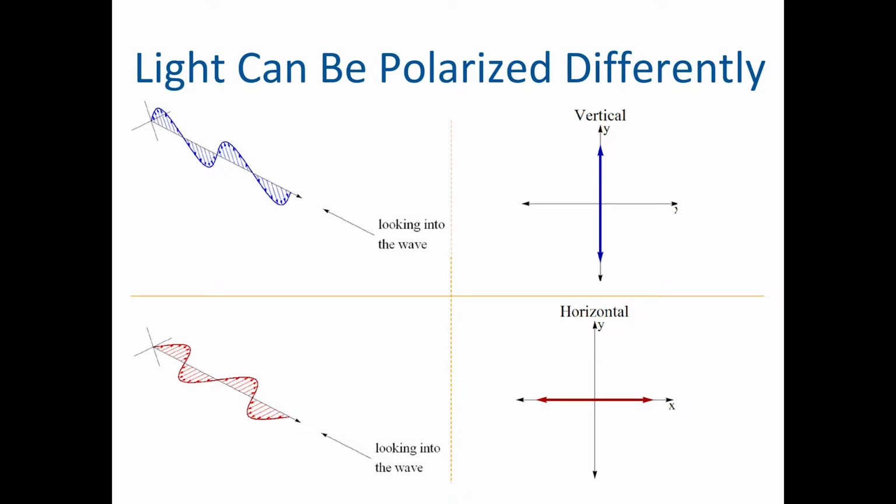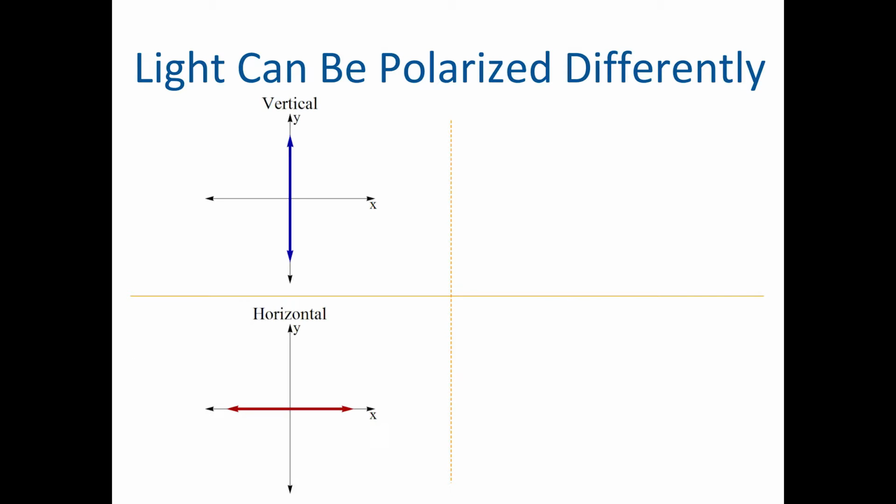And so if we plot that on an XY plot, we see the electric field is only in the X direction, and so we call that horizontally polarized light. And now that we've seen vertical, we've seen horizontal, we can imagine that there are probably other orientations as well.